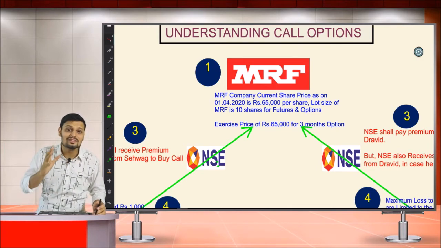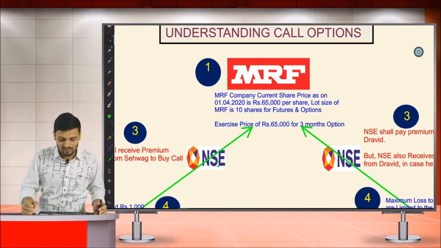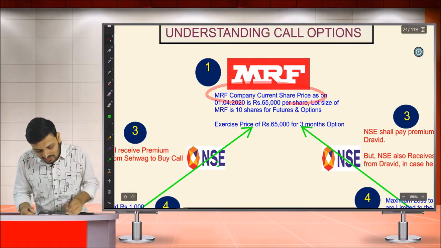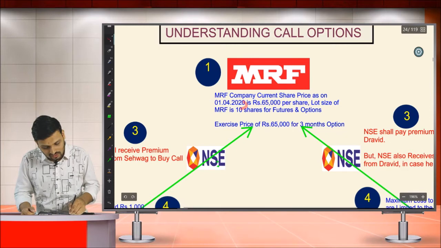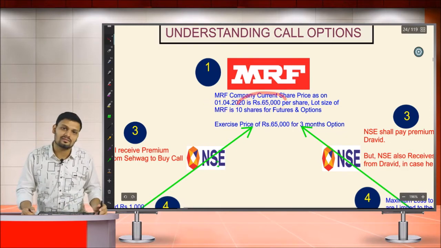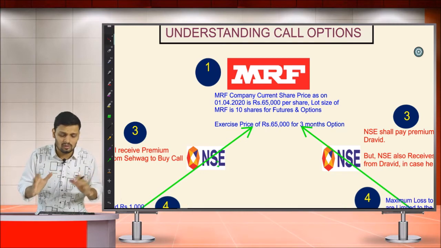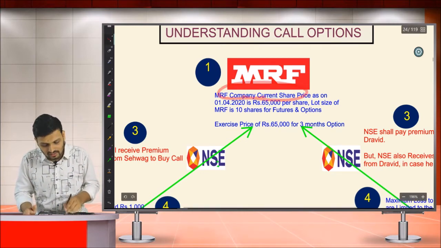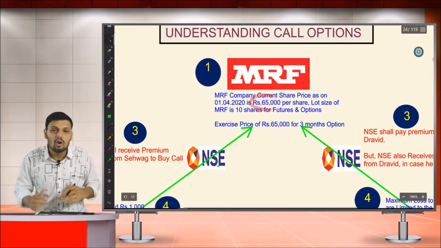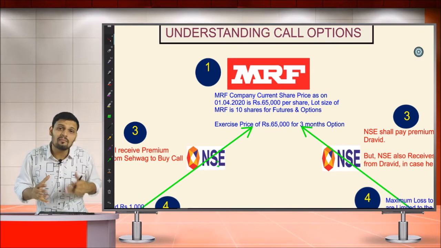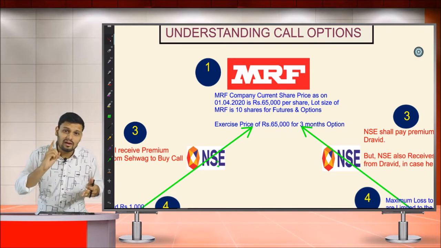You need to pay 65,000 rupees. MRF company current share price as on 1st of April 2020 is rupees 65,000 per share. So as on 1st of April 2020, MRF current share price is 65,000. Lot size, so minimum number of shares in one futures contract.